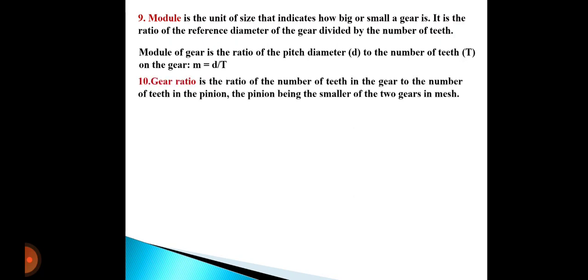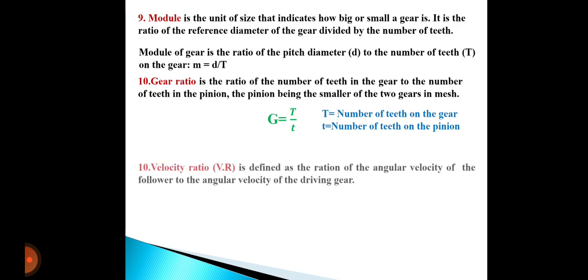Now, the gear ratio. Gear ratio is the ratio of the number of teeth in the gear to the number of teeth in the pinion, the pinion being the smaller of the two gears in mesh. So, gear ratio is G equals T by small t, where capital T is the number of teeth on the gear and small t is the number of teeth on the pinion.